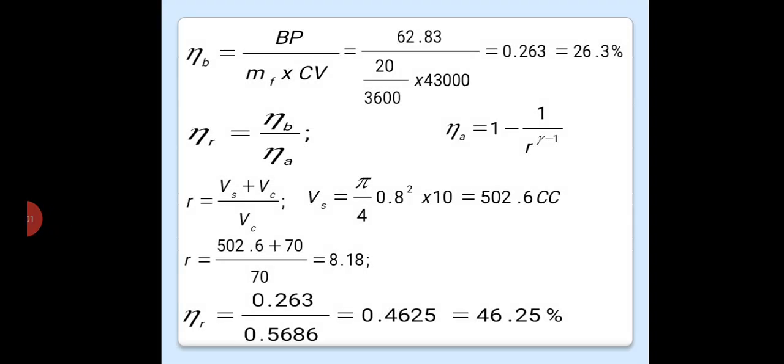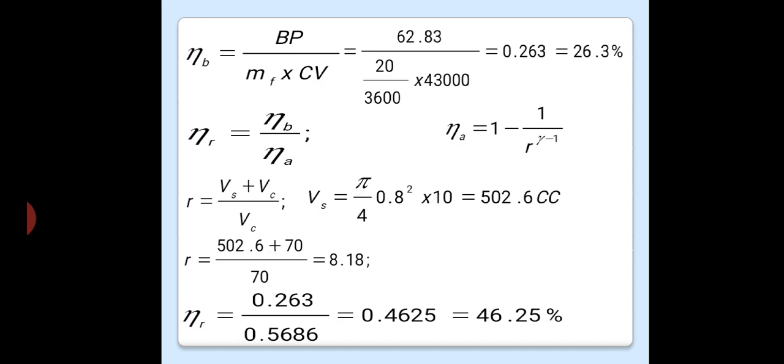Next unknown, they are asking us to find the relative efficiency. Now for calculating the relative efficiency, also they have asked to calculate the brake thermal efficiency. We have the formula: brake thermal efficiency is equal to BP upon MF into CV. Now brake power we have calculated, MF they have mentioned in the problem, calorific value is also given. So we are going to substitute the values.